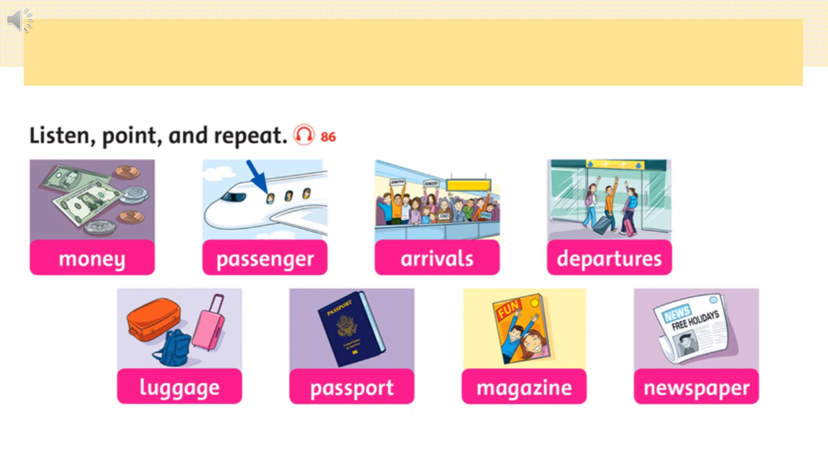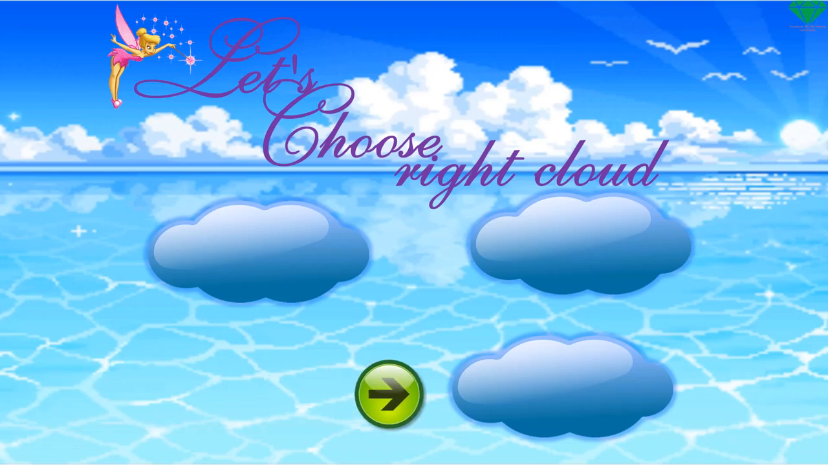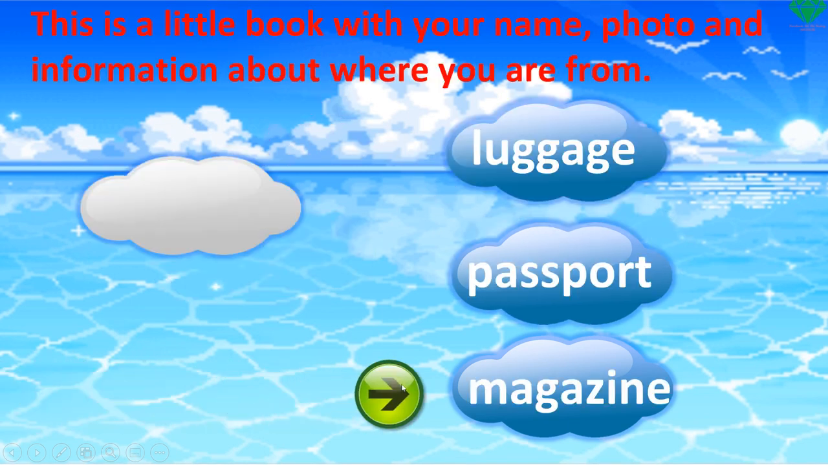Now, do you want to play a game to check that you understand the words? Okay, let's go. The game today is let's choose the right answer. Okay. Are you ready to play the game? Let's go. Now, this is a little book with your name, photo, and information about where you are from. We have three choices like this: luggage, passport, and magazine. So, what is your answer?